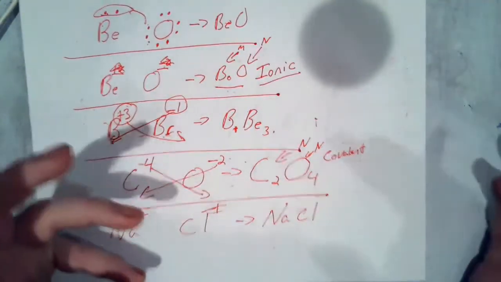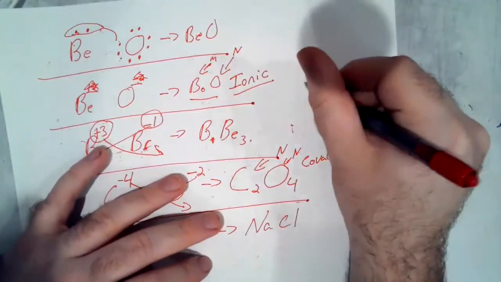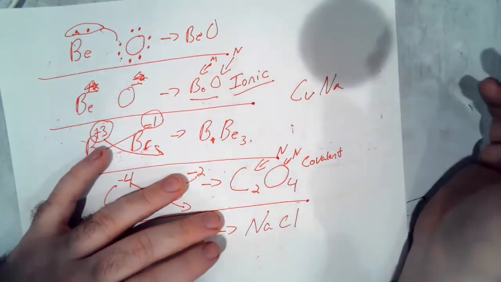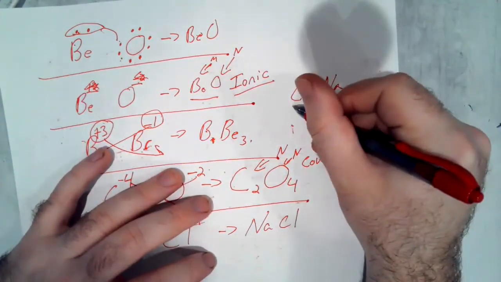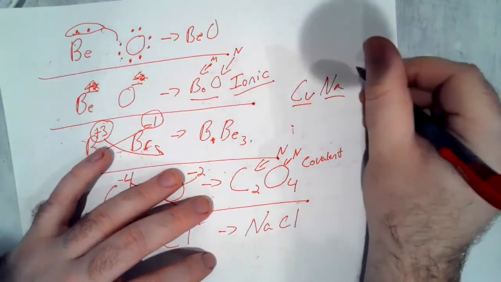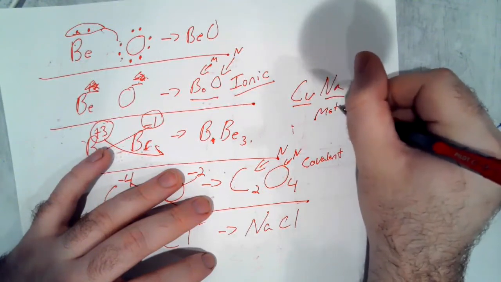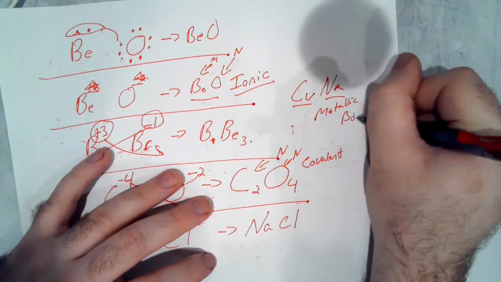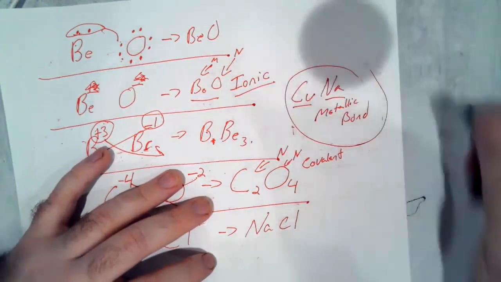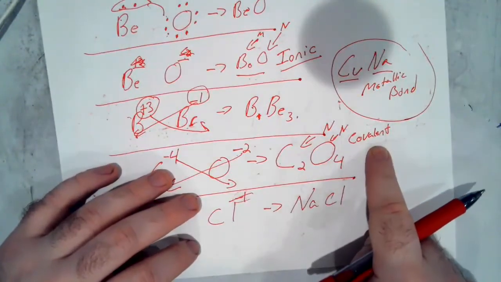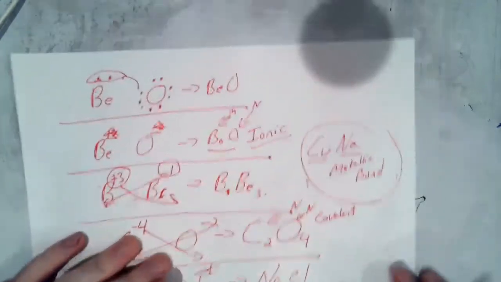Now, conversely, if we had 2 metals together, which this would never exist, at least like this. This would be copper and sodium. These are 2 metals. We would call this a metallic bond, but I don't think I even have it on the test. It's just one of those things that we learn. So anyways, metal, non-metal, ionic, 2 non-metals, covalent. All right, that's all you need to know for right now. We'll get into hydrogen bonds very shortly.